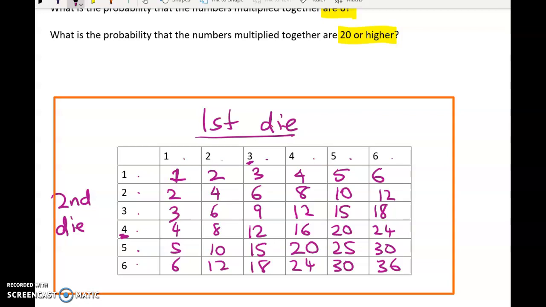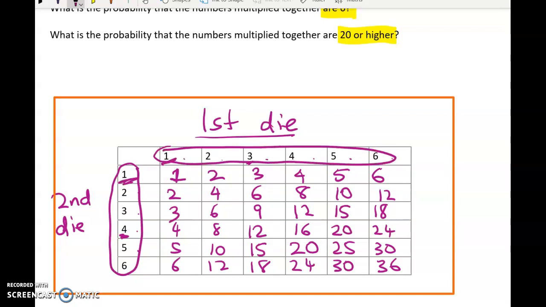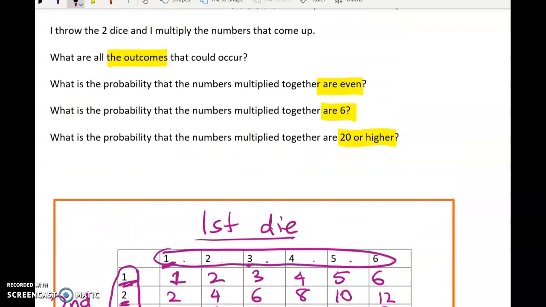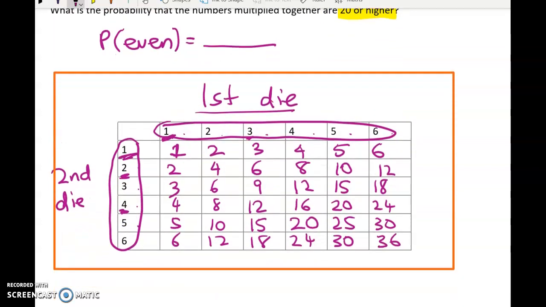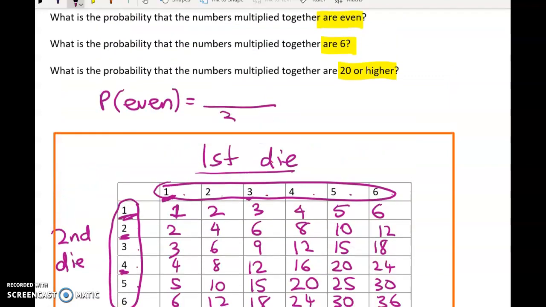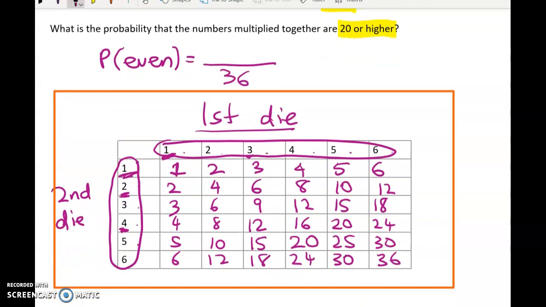So there are 36 different combinations that can happen. Right, so I could get a 1 on the first and the second dice, a 1 and a 2, and so on. And then when I times those numbers together, we're going to get all of the different possibilities. So what's the probability that the numbers multiplied together are even? Well, the first thing I do is I say, well, how many are the total number of possible outcomes? And that's 36, right? There are 36 different combinations of things that could happen. So we're going to have something out of 36, and then how many of those are going to be even?